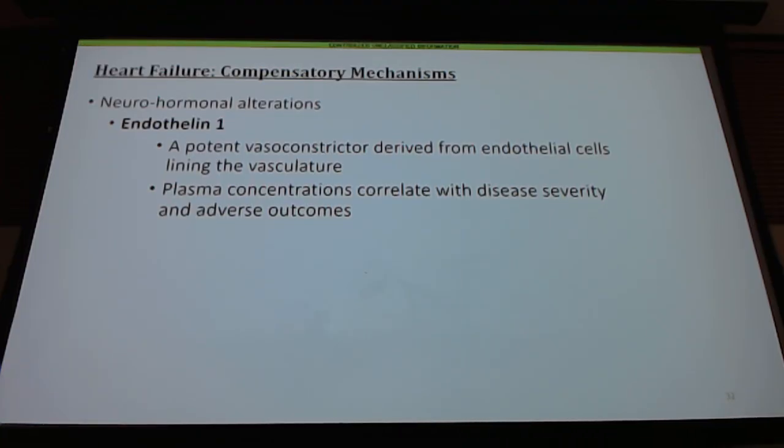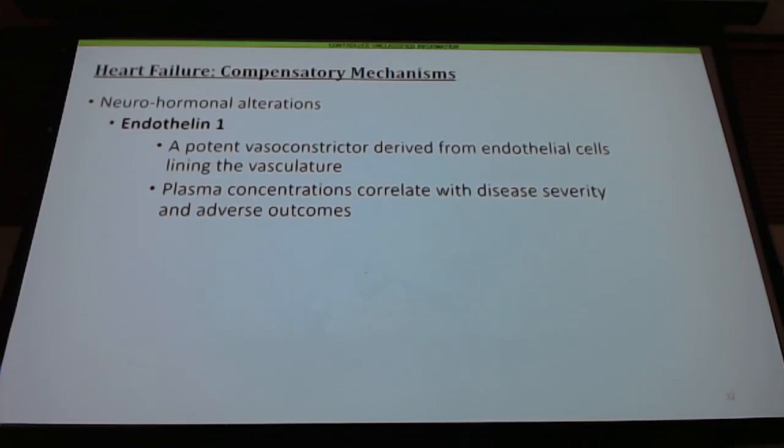So what are some additional compensatory changes that occur? Endothelin 1, this is a local potent vasoconstrictor that is secreted by the blood vessels themselves. So it comes from endothelium. And what happens is the blood vessels sense that the pressure maybe is not great because that cardiac output's down. So what am I going to do? If the pressure is the problem, let me just vasoconstrict and increase my pressure.